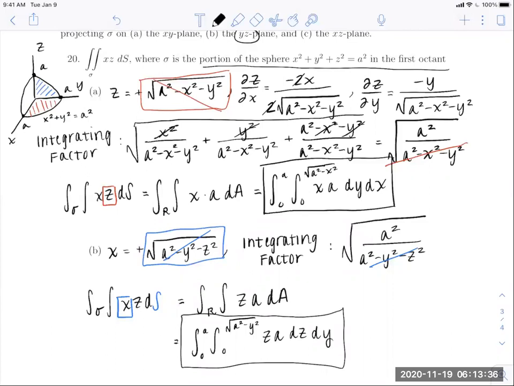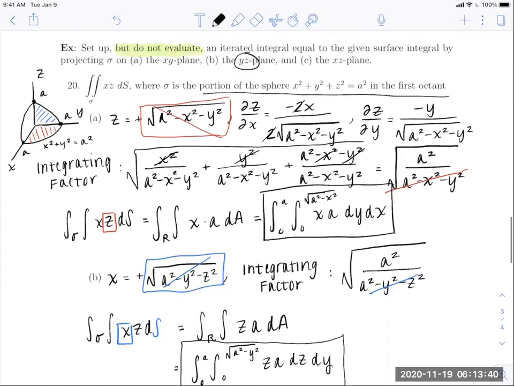All right, so for part C, we now want to project onto the XZ plane. This one is going to be slightly different because remember our integrand had X and Z. It did not have Y. So we won't need to change that integrand by substituting in, which means we'll see our entire integrating factor here in this third double integral. So let's go ahead and take a look here.